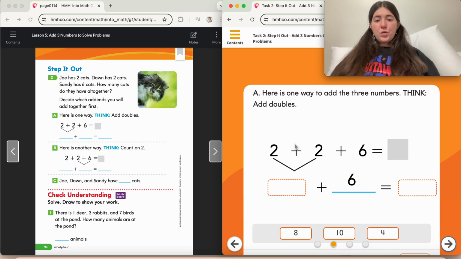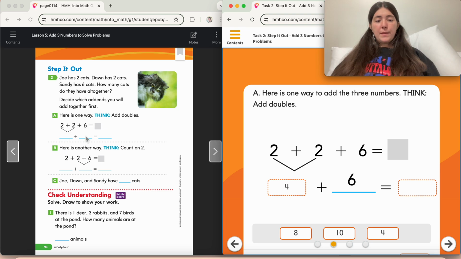So what is 2 plus 2? Go ahead and tell me. Use your fingers if you need to. 2 plus 2 equals 4. So I'm going to put a 4 right here because I know 2 plus 2 equals 4.